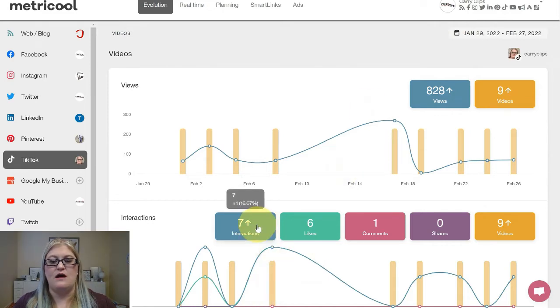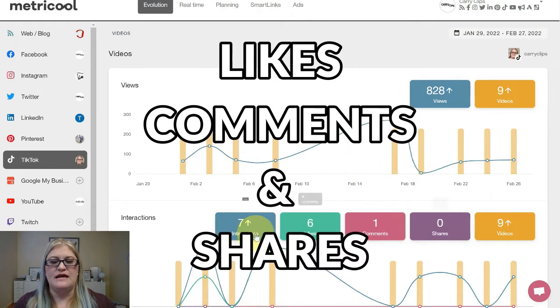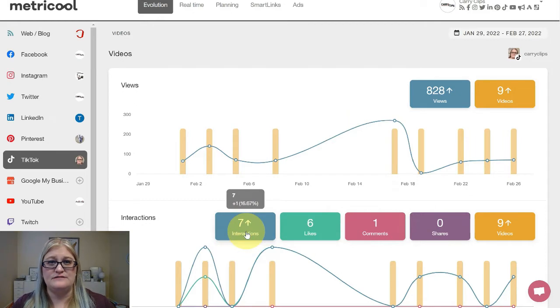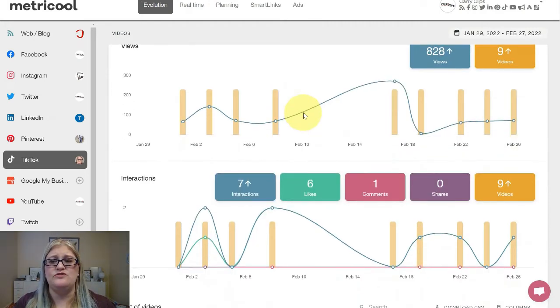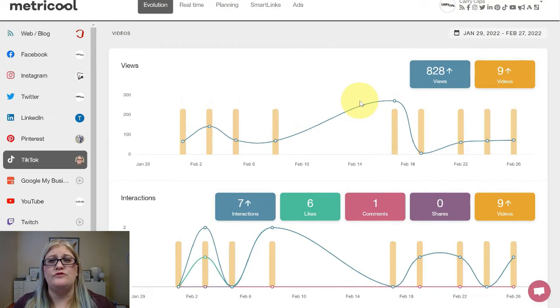So this is going to be a combination of your likes, comments, and shares to give you your total number of interactions. And of course you can compare these as long as you're using the same time period and say, did this get better, worse, whatever. You can calculate your likes to views ratio. So for example, I had 828 views, it got me 6 likes. So how many views do I have to get if I want to get 100 likes?